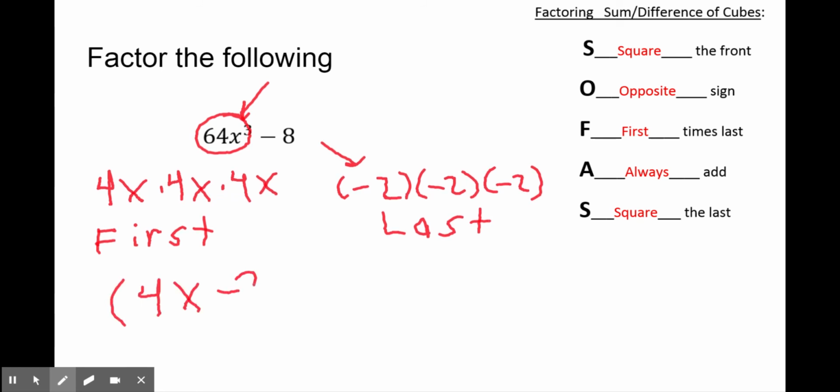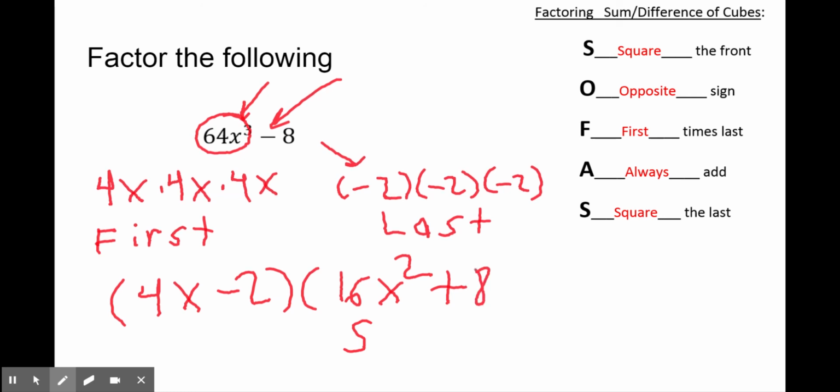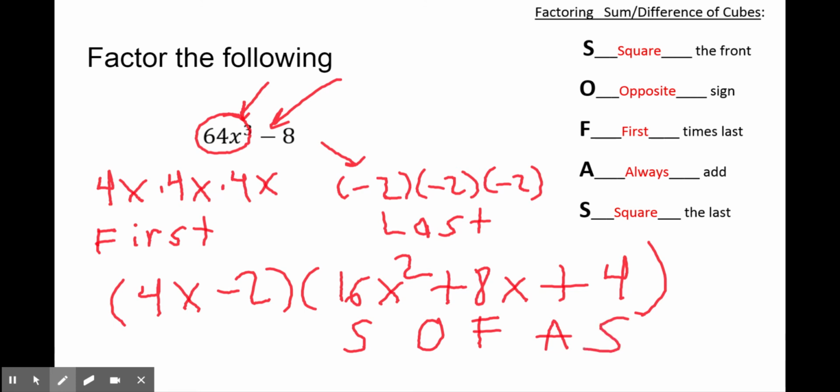So we have 4x and a negative 2 in the first parenthesis. Square the first. 4x times 4x is 16x squared. O stands for opposite sign. The letter F stands for first times last, or 4x times negative 2, or 4x times 2. Always add, and then square the last to get 4. That would be your SOFAs method for that problem.